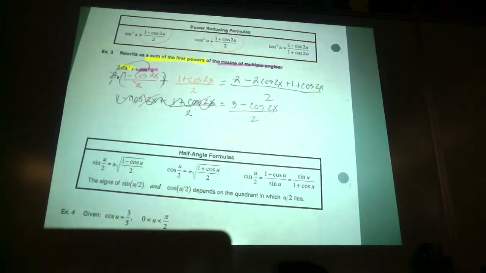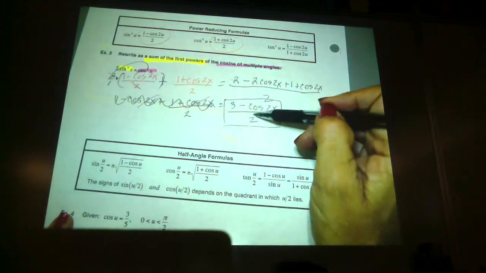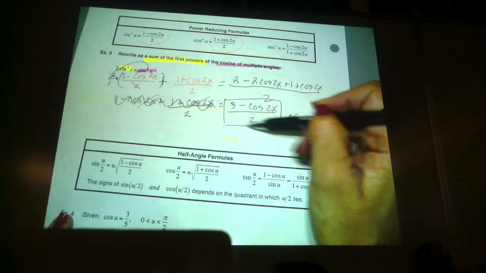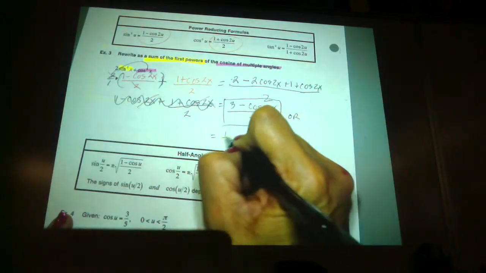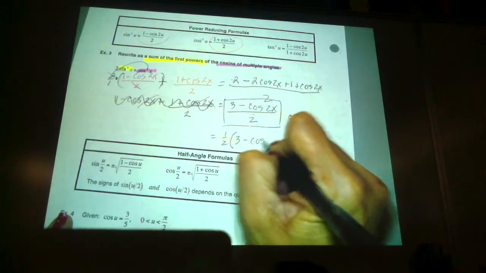I personally am fine with this because there's no trig function in the denominator. But that's not what the answer in your book is going to say. So we're going to put "or." Dividing by 2, isn't that the same as multiplying by a half? Right? So your book answer is going to look like this: 1/2 times your numerator, 3 minus cosine of your double angle.